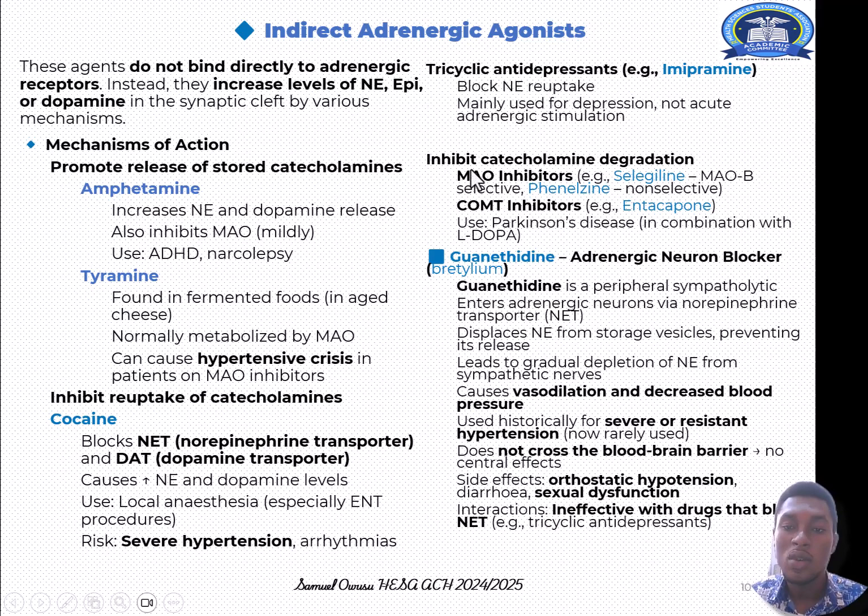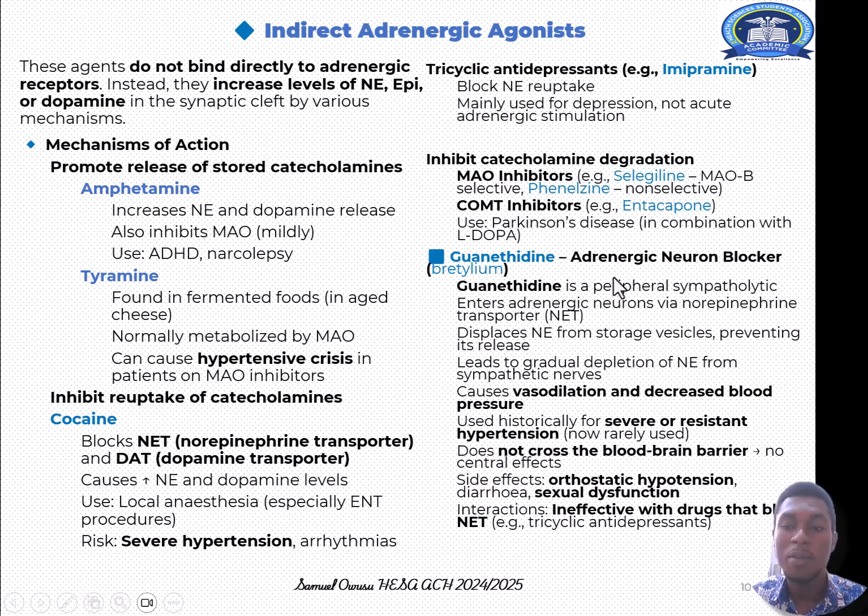Okay. Those that inhibit the catecholamine degradation, MAO inhibitors, salicylic, we have already mentioned. There's also phenelzine, which is non-selective. Then we have the COMT inhibitors and tacapone, we've already mentioned, used in Parkinson's disease. There's guanethidine, which is adrenergic neuron blocker. Okay. Another one is bretylium.